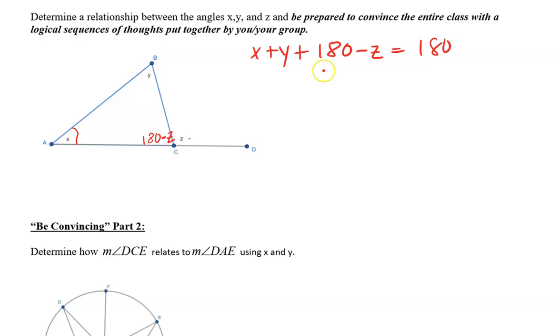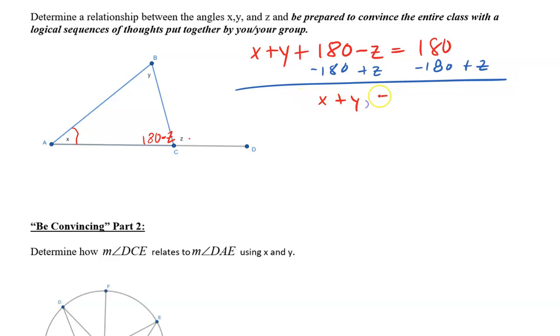Now, doing some algebra, we can subtract 180 from both sides. We can also add Z to both sides. And we'll get X plus Y is equal to Z. So this is the exterior angle theorem.